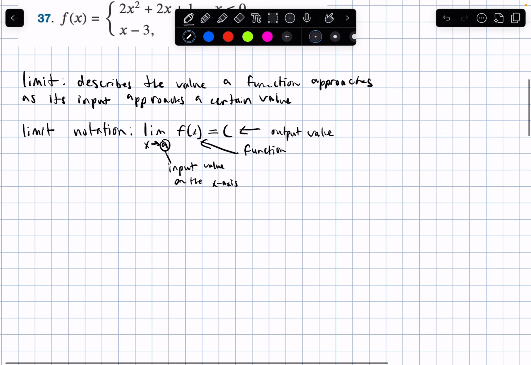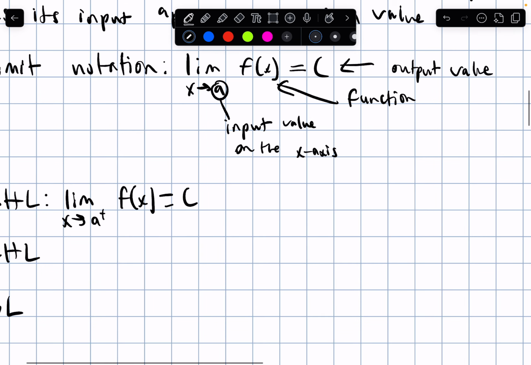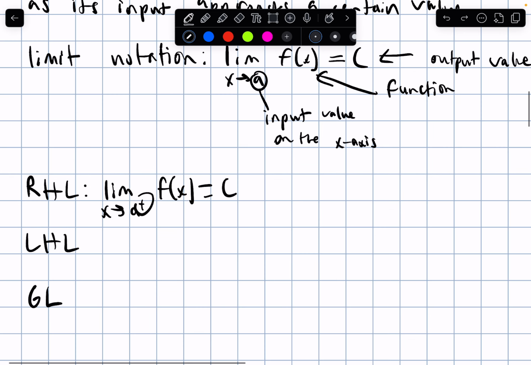I just need to define a few more things about limits, and then we can get started on this problem. There are three types of limits. First, let's start with a right-hand limit. A right-hand limit looks like this: the limit as x approaches a plus of f of x equals c. All the parts are identical except for this plus right here. The plus tells us that the x variable is approaching from the right side, and that's why it's called a right-hand limit.